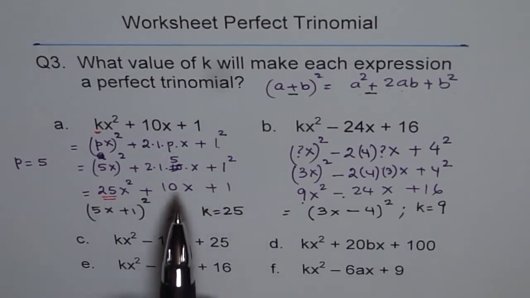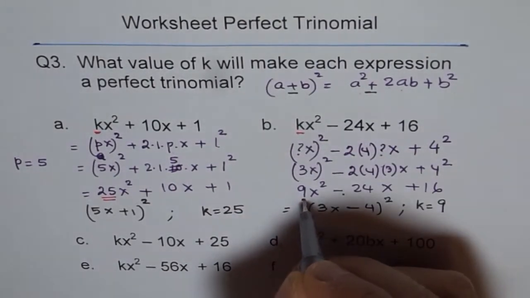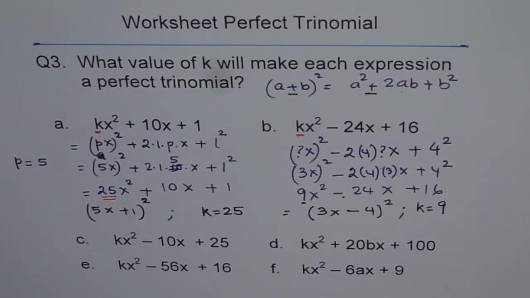I hope both these methods make things more clear. So by comparison, you see k is 9. Just by comparison, we found the value of k. And that is how you are doing all these questions, right? I hope you have understood this and you will be able to do these interesting questions. Thank you.